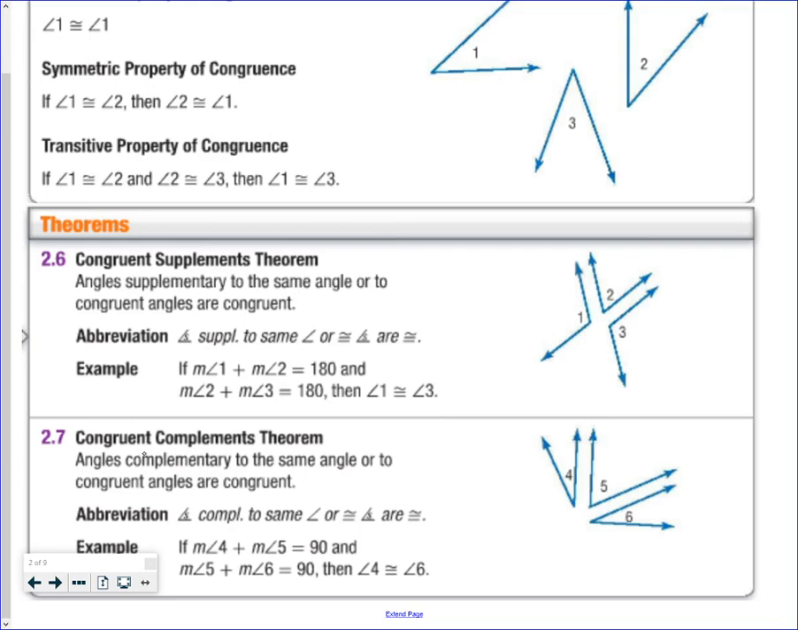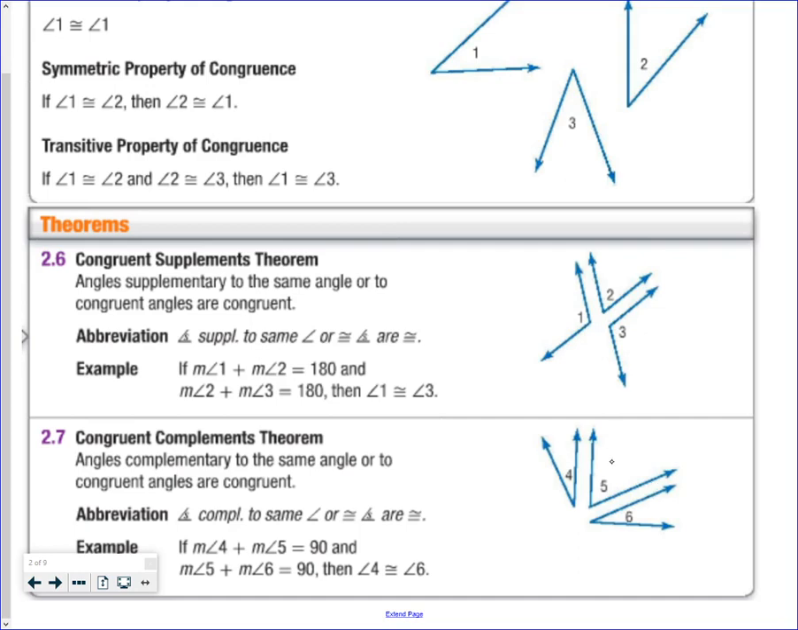Same thing with complement. So this time they're going to add up to 90, right? Angles complementary to the same angle or congruent angles are congruent. So if I tell you 4 and 5 are complementary, and if I say 5 and 6 are complementary, remember they can be complementary even if they're non-adjacent. They don't have to be right next to each other and make that box, okay?